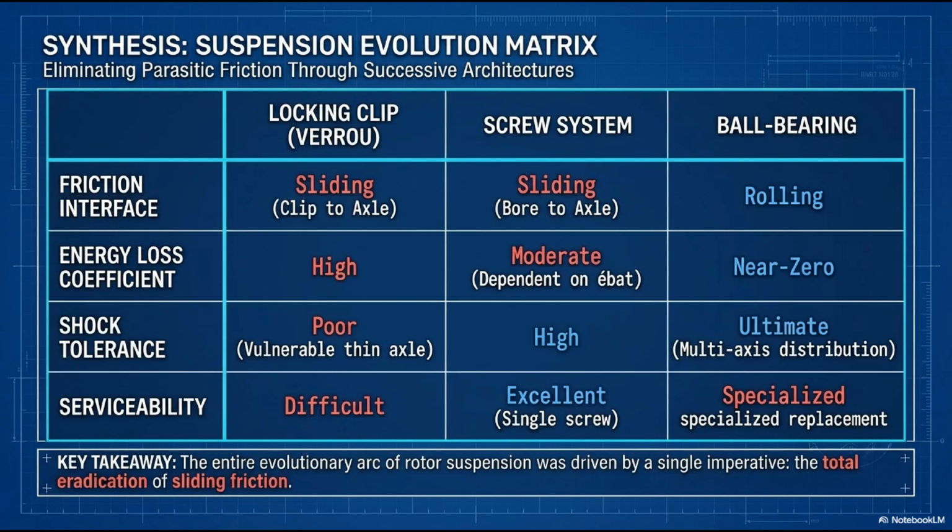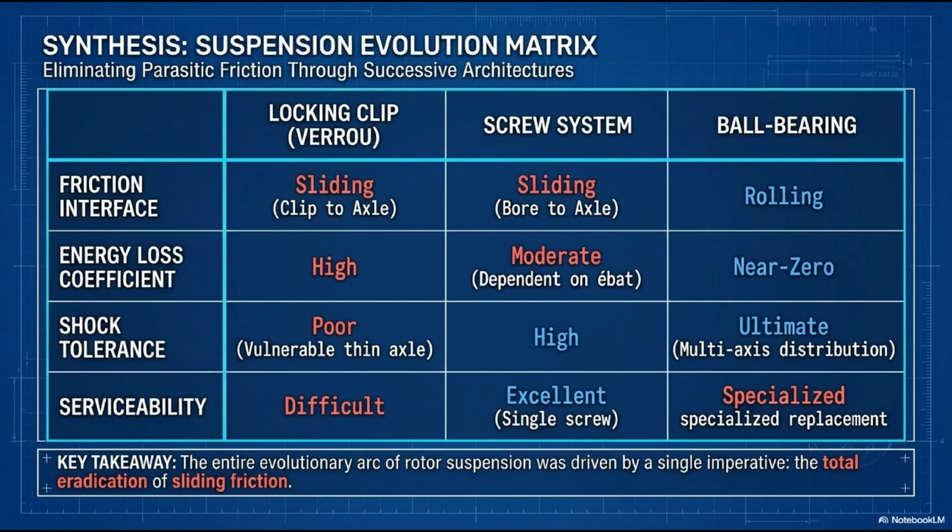Let's synthesize our suspension analysis with an evolution matrix. I want you to clearly see how the drive to eliminate parasitic friction pushed successive architectures. We started with the locking clip, or veru. The friction interface was pure sliding contact between the clip and the axle. The energy loss coefficient was highly detrimental. Shock tolerance was poor due to the vulnerable thin axle, and serviceability was difficult.